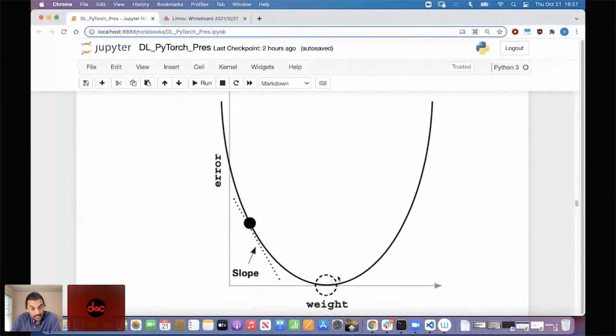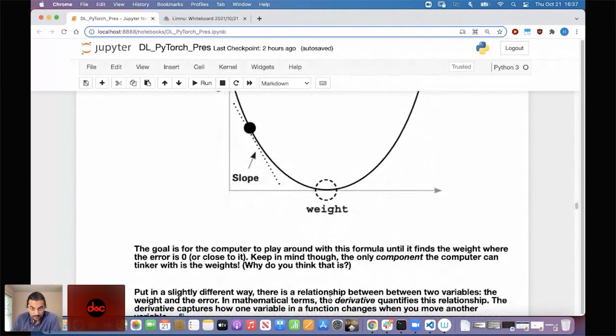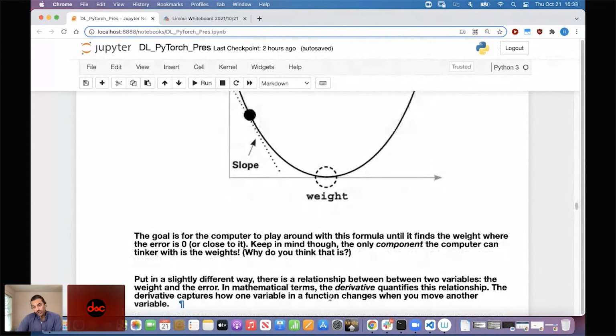When you get to here, the slope is going to be flat and the error is going to be at its absolute minimum. This is what we mean by gradient descent. If all you get from this is just this graph, I think you're in a pretty good spot. This is what's happening behind the scenes, trying to get to this minimum value.